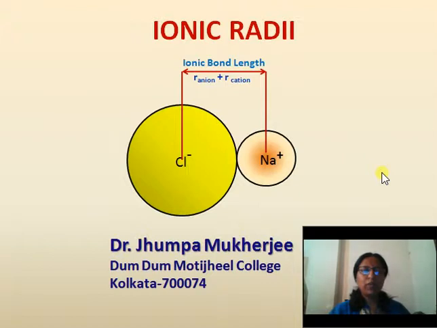Today we will be learning all about ionic radii. In my previous lecture, I told you about covalent radii, metallic radii and van der Waals radii. And in this lecture, we will be talking about the radii of ions when they are present in an ionic crystal.